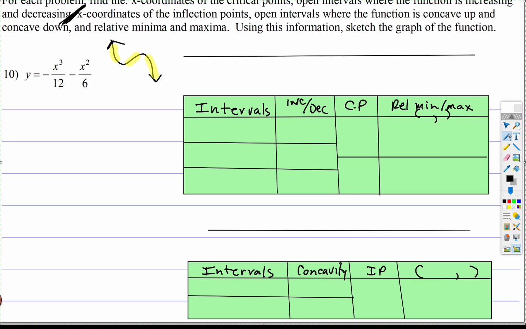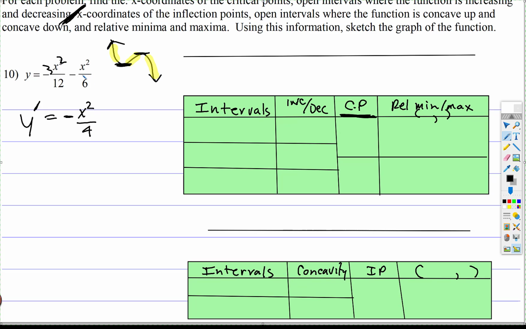But in order to find those intervals, you have to find the critical points. And the critical points are the mins and maxes, right? This would be a critical point, and this would be a critical point. So you find those by taking the first derivative. So we're going to bring that 3 down in front, and that would be 3x squared. So the 3 and the 12 cancel. So that is negative x squared over 4.